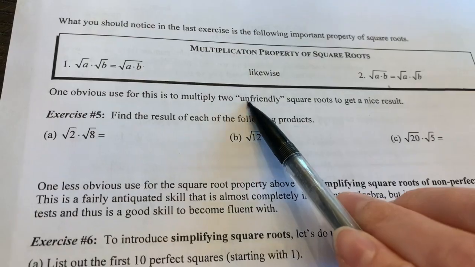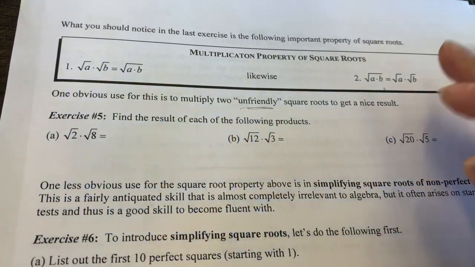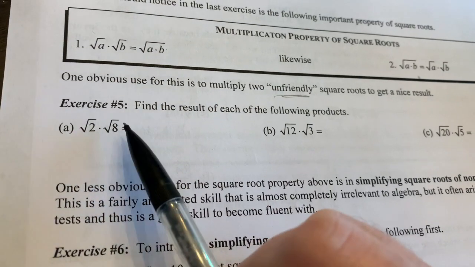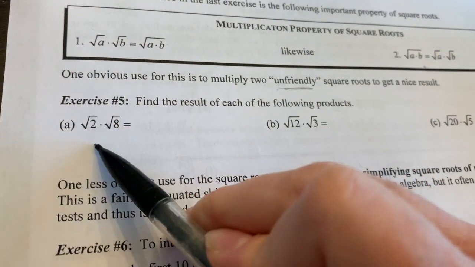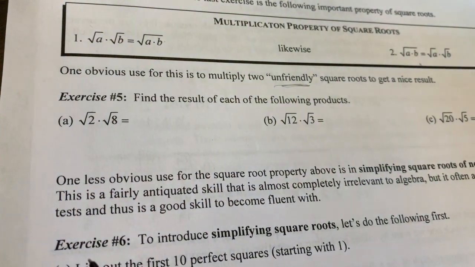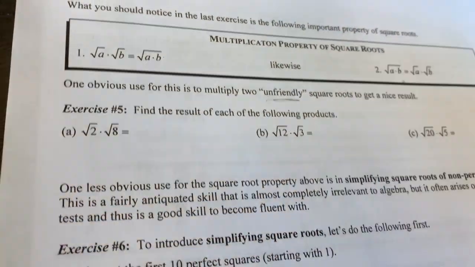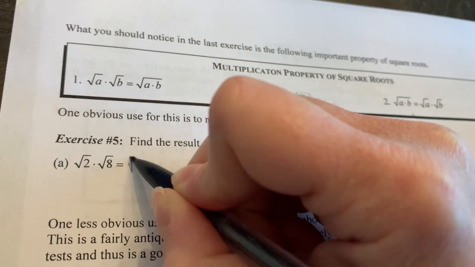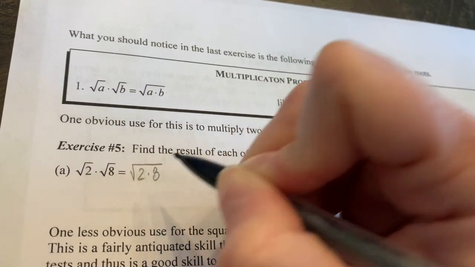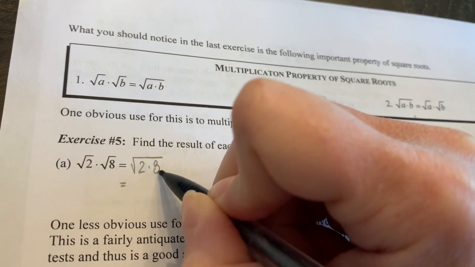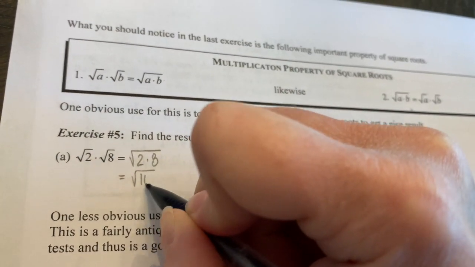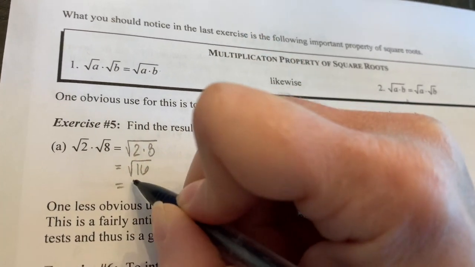So Kirk is calling it unfriendly square roots. For example, what you have here is the square root of 2 times the square root of 8. I don't know the square root of 2, and I don't know the square root of 8, so that's not going to help me. However, if I pop them both underneath here, and I do the square root of 2 times 8, it's going to help me out immensely, because 2 times 8 is 16, and I know the square root of 16 is 4.